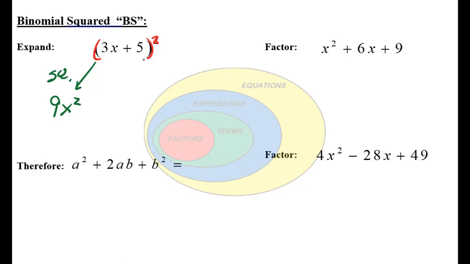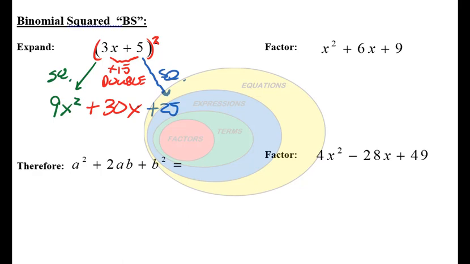The last term is the last term of my answer. It would be 5 times 5, or plus 25. So again, we take and square that. And then the middle term, remember, comes from multiplying those terms together and doubling it. So the middle term becomes positive 30x in this case.